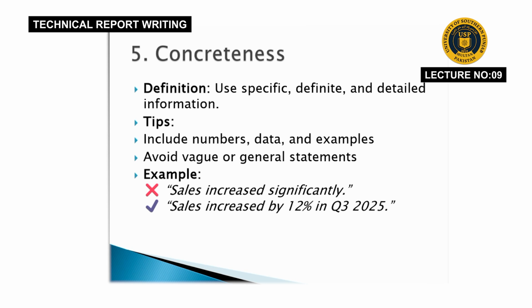The fifth C is concreteness. Concreteness means using specific facts, data, and examples rather than vague or abstract statements. In technical reports, being concrete makes your writing credible and actionable. It also helps your reader understand exactly what happened and what is expected.